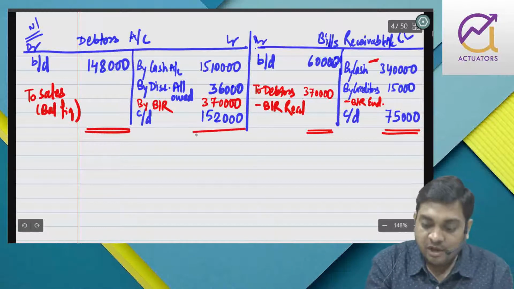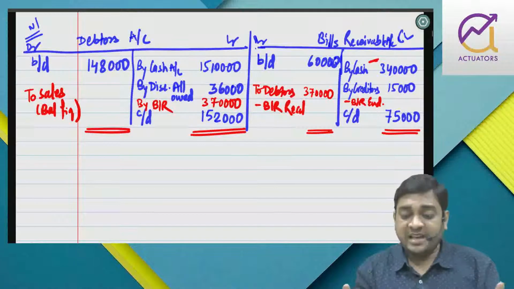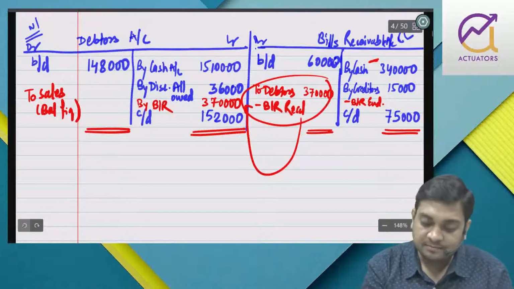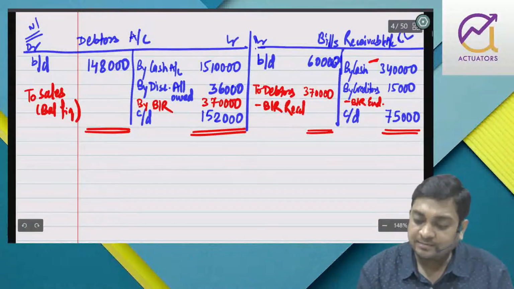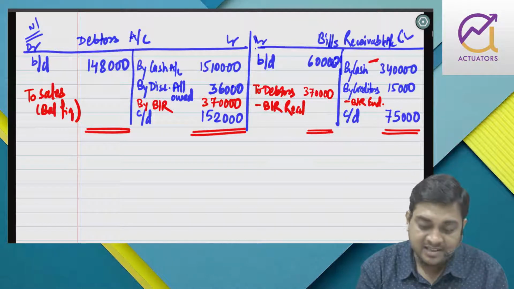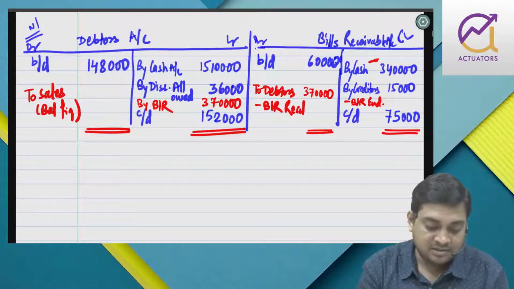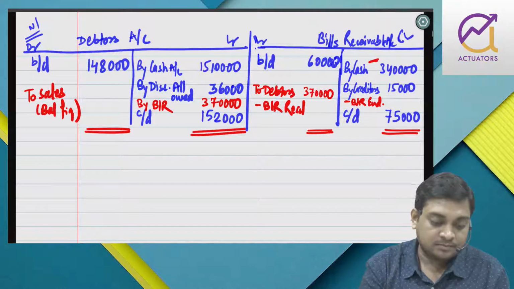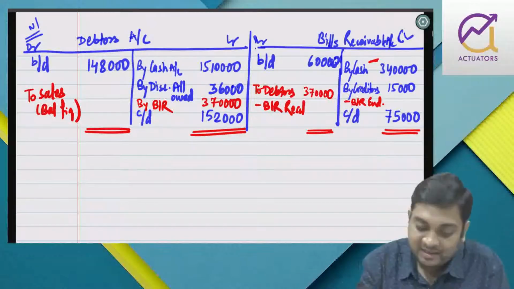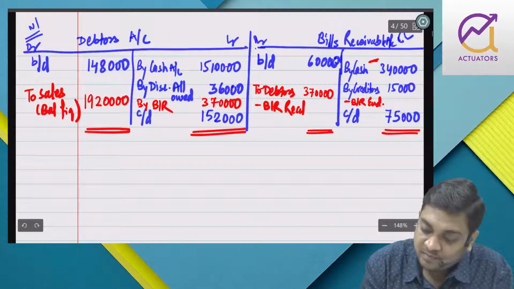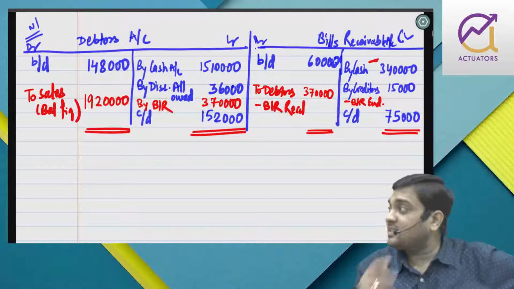So now I will get sales as the balancing figure. Now you understood why I told debtor and BR should be prepared side by side, because from this I will get this as balancing figure. This will be posted here, right? And then we will get the credit sale as balancing figure. So in order to get credit sale, it is 15,10,000 plus 36 plus 3,70,000 plus 4. That comes to 19,20,000. I guess this is absolutely okay with all of you.